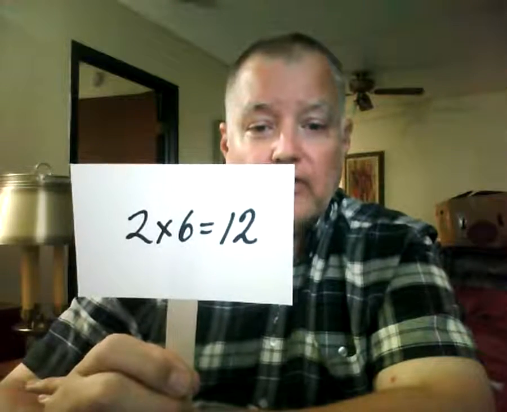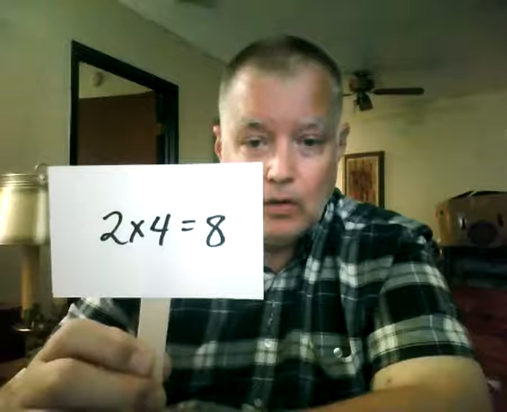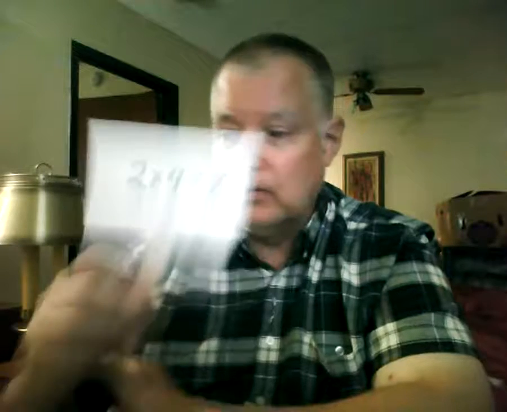2 times 6 is 12. 2 times 5 is 10. 2 times 4 is 8.